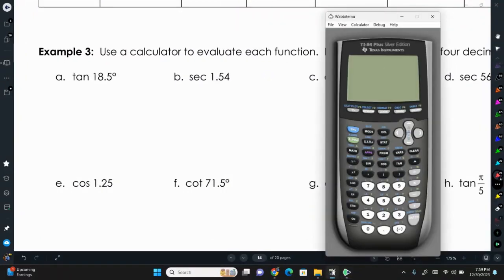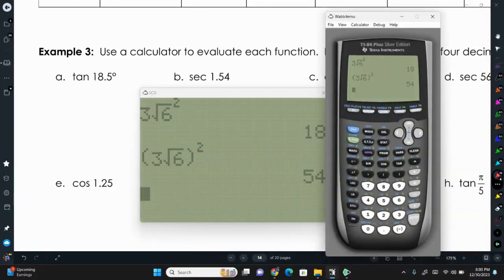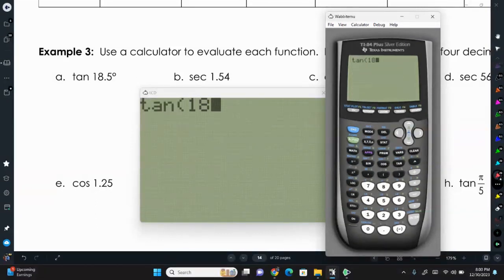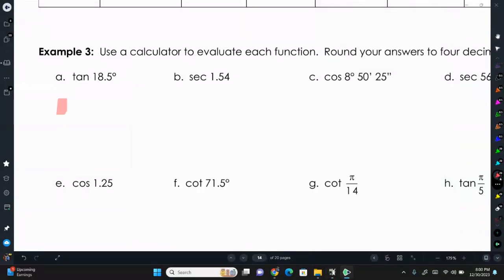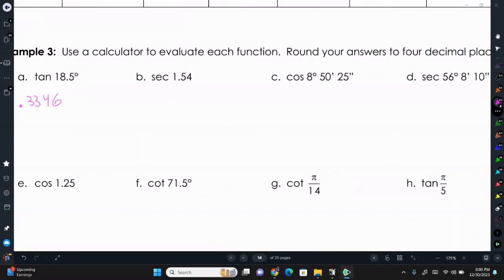So the tangent, I'm going to make sure I'm in degree mode, and actually I'm going to do all the degree ones first. So the tangent of 18.5 degrees, we get 0.3346 because we're rounding to 4 decimal places.